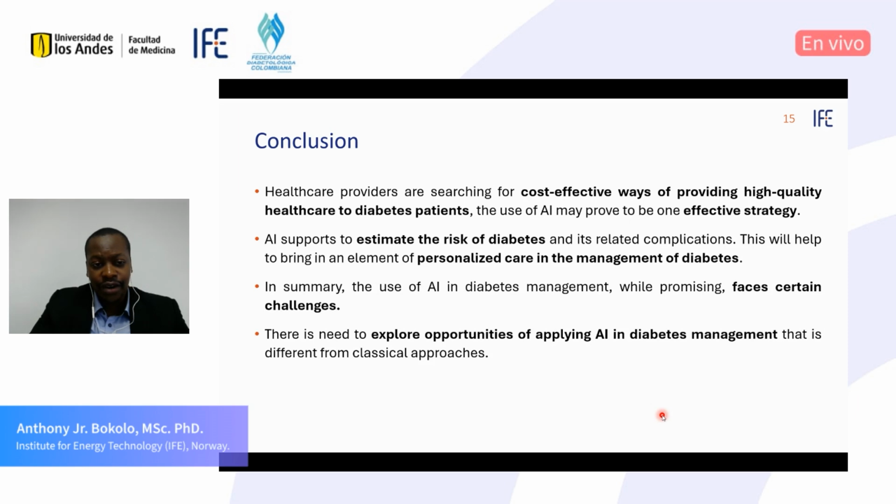So AI can also help to estimate the risks of diabetes, and if there are any associated complications, AI can help to achieve this. And AI can also help to provide personalized care for management of type 2 diabetes or type 1 diabetes. And lastly, there is a promise that the use of AI in diabetes management has great potential, although it is faced with several challenges or barriers, which I explained previously. So there is need to explore these opportunities and also how we can effectively, ethically and equitably apply AI for diabetes management to provide an inclusive care that is different from the classical approach.